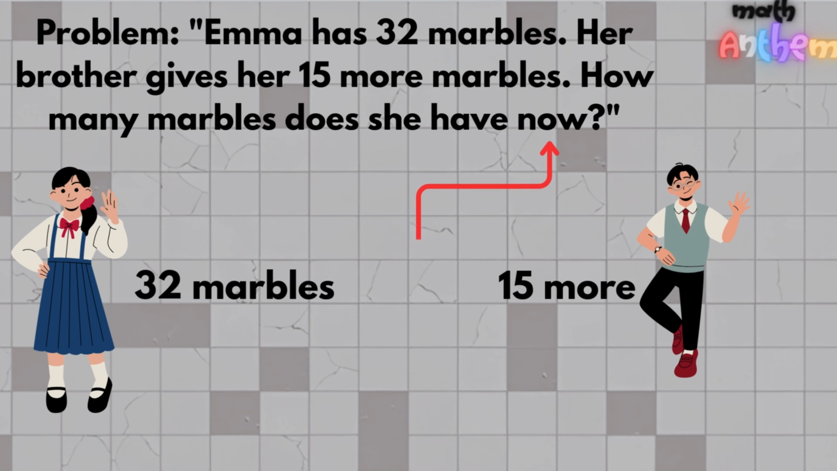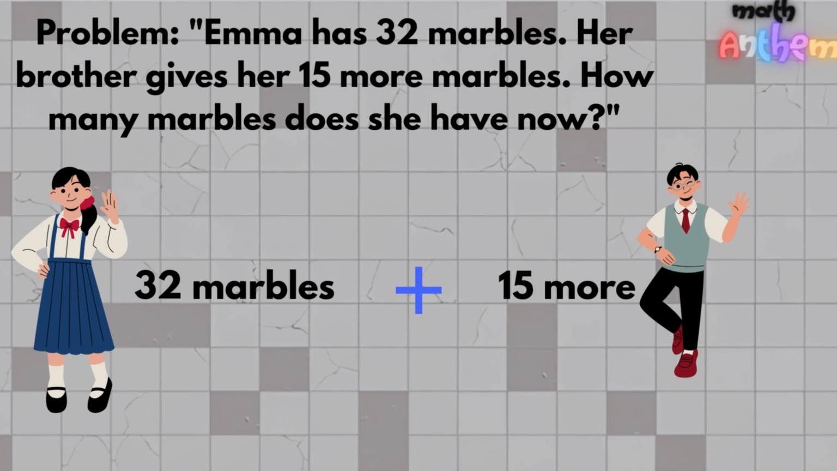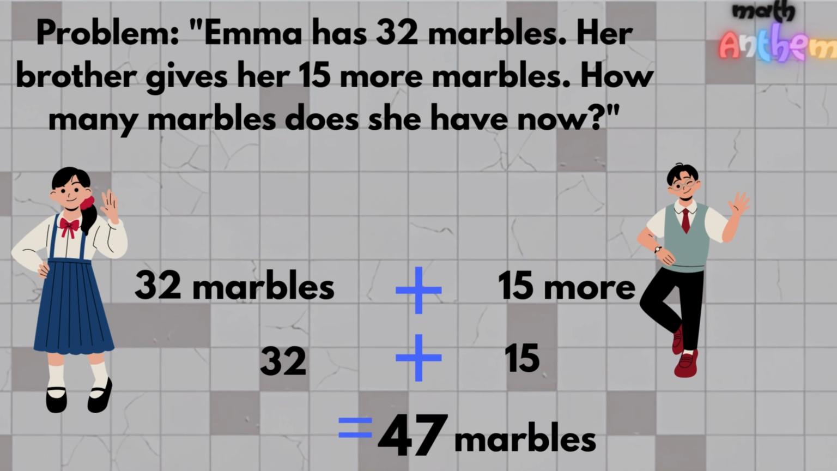The word now emphasizes the updated amount, prompting us to add the two amounts together. The phrase, "How many marbles does she have now?" makes it clear that the problem is asking for the new total after the change. So by adding 32 and 15, we get a total of 47 marbles.